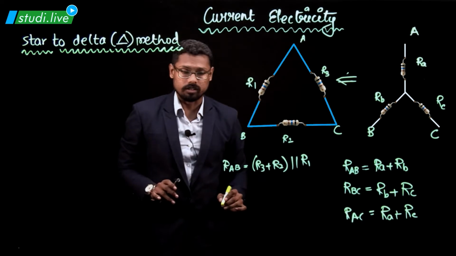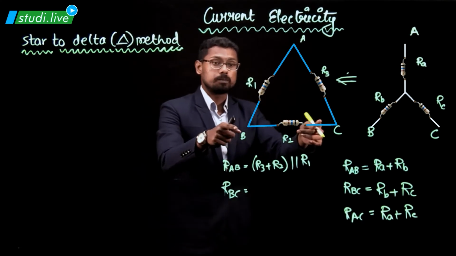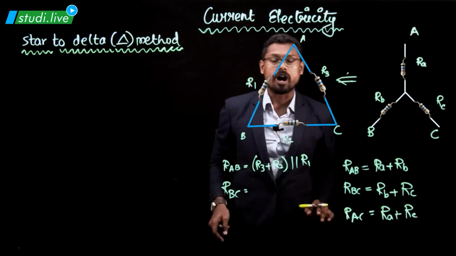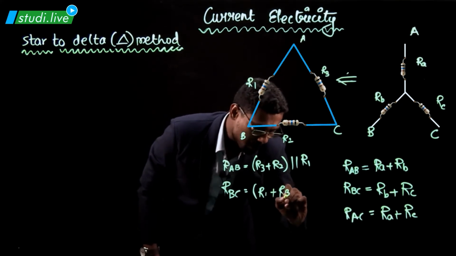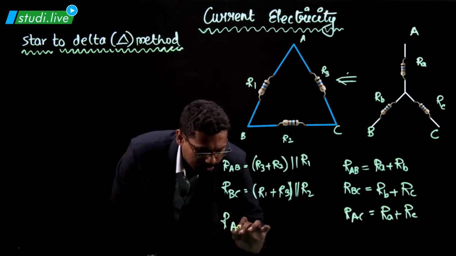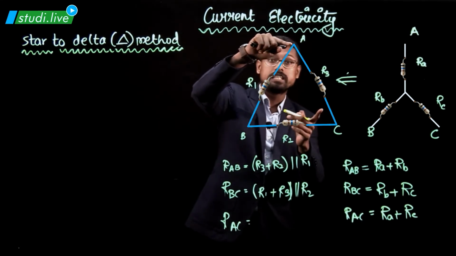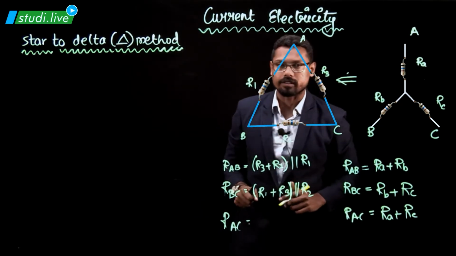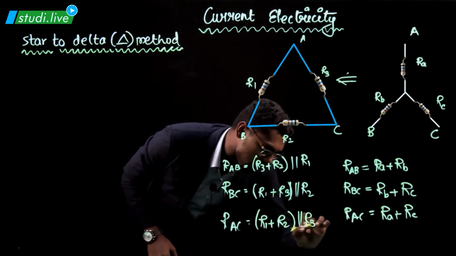Not difficult at all. If I decide to calculate the resistance across B and C, it is nothing but a series connection of R1 and R3, which is in turn parallel to R2. So let me write it down. It's R1 plus R3, parallel to R2. Similarly, the resistance across AC. So this is my A, this is my C. I want to calculate the resistance across this connection. So it's like connecting R1 and R2 in series and making this parallel to R3. So this looks like R1 plus R2 in parallel to R3.